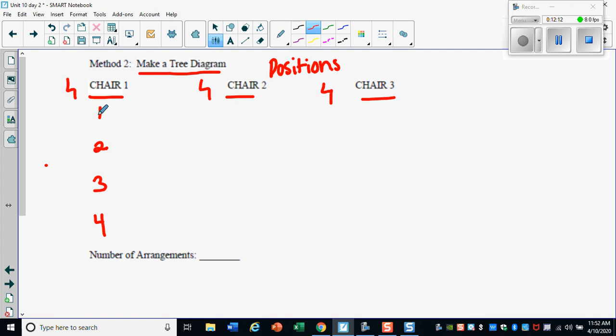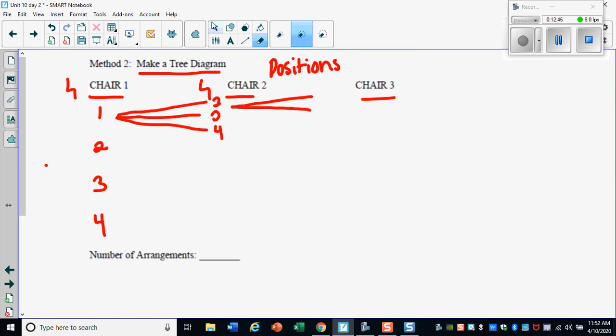Now, let's assume that in chair 1 is person 1. So now what are my possibilities? The branches are your possibilities for chair 2. Well, I've already used person 1, so person 2, 3, and 4 are the only possibilities I can have for chair 2. Now, let's think about chair 3. If I had person 1 and person 2, then in chair 3, I can only have person 3 or person 4 because I've already used 1 and 2.